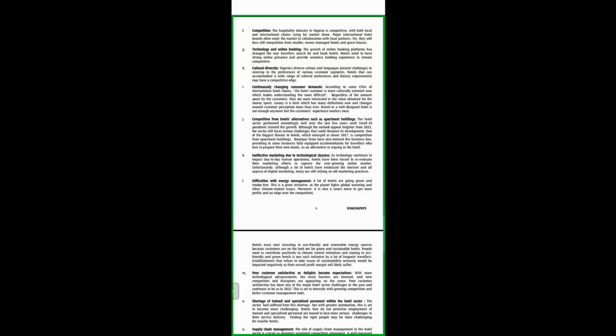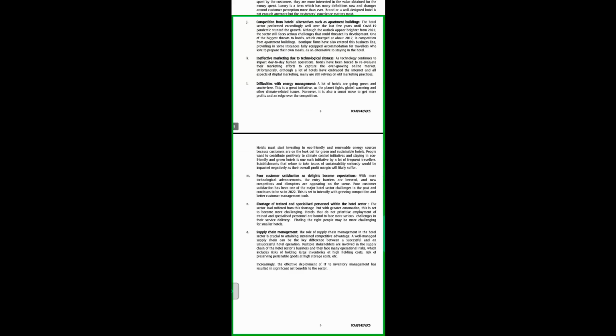J, competition from hotel alternatives such as apartment buildings. The hotel sector performed exceedingly well over the last few years until the COVID-19 pandemic stunted the growth. Although the outlook appeared brighter from 2022, the sector still faces serious challenges that could threaten its development. One of the biggest threats to hotels, which emerged at about 2017, is competition from apartment buildings.